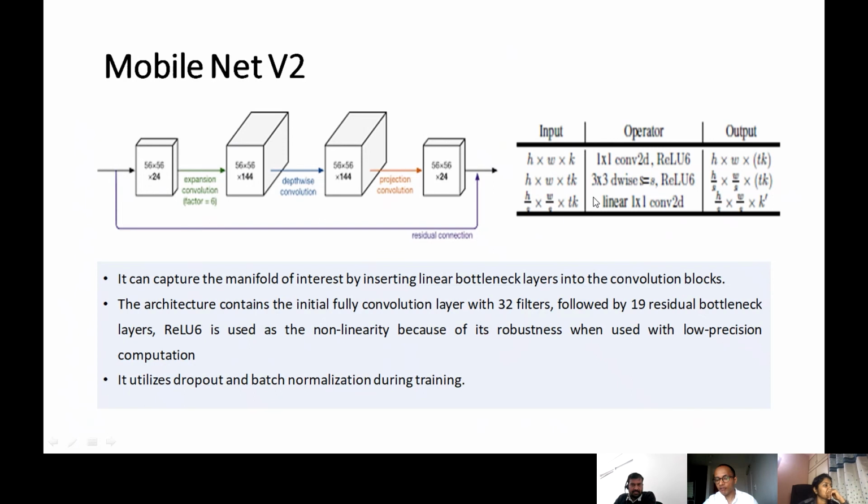And then again, if we take it to a linear 1x1 convolution, we will have H by S into W by S into K dash. This would be quite similar to H cross W cross K, depending on the parameters that we have taken.